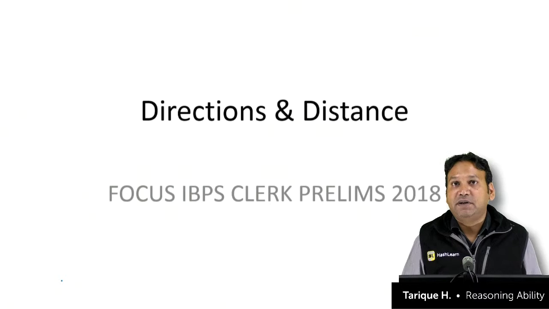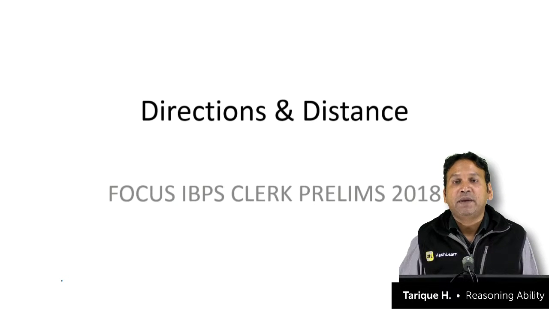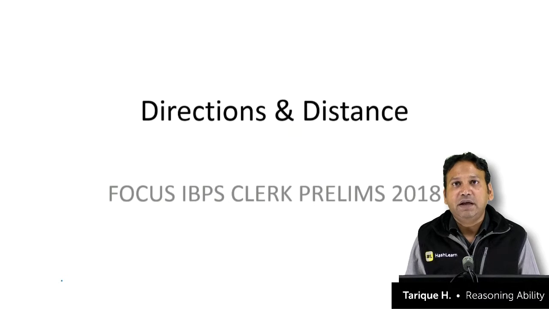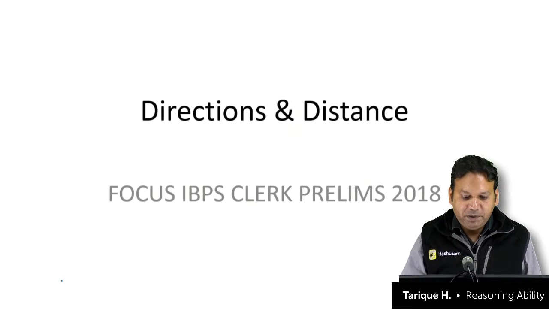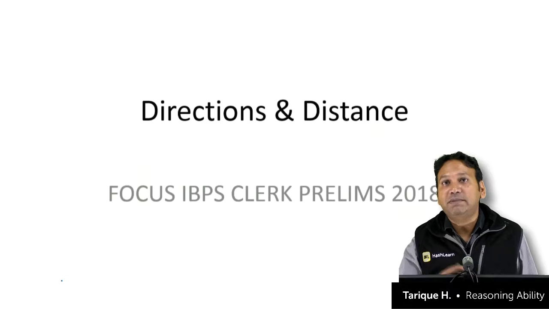As a part of our preparation program for the IBPS Clerk Prelims, we are covering today the topic of directions and distance. It's a part of the reasoning section of your examination, and it's one of those question types which frequently appear in the reasoning section. Out of the 35 questions that you have from reasoning, you can expect up to 2 to 3 questions from direction and distance. That's a minimum that you can definitely expect from this topic. So that makes it a very important topic for the prelims examination.